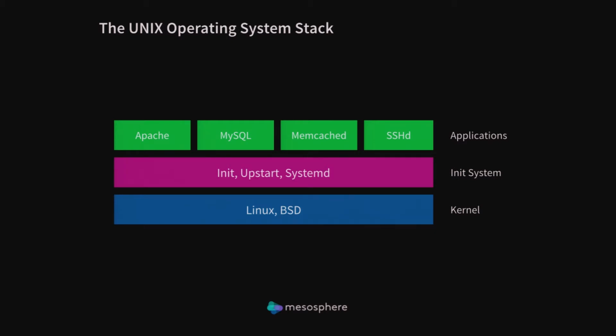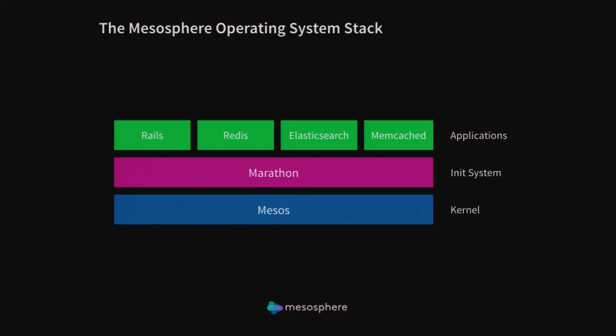Now, the analogy for this data center operating system that I want to talk about is we basically have the same layers. We have a kernel, an init system, and then applications. And Mesos is our kernel. I'm going to talk about what Mesos does exactly in a little bit. That's our operating system kernel. And Marathon is the init system. So, all the applications that run on our data center operating system are basically children of Marathon. And we can run things like Rails and Redis, Elasticsearch, Memcache. Those are just examples.